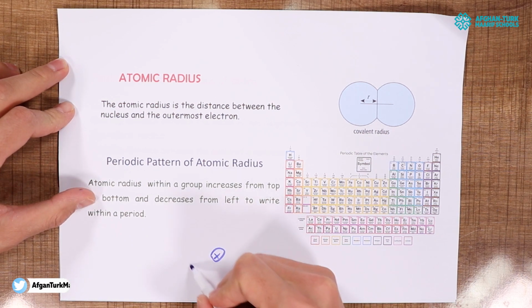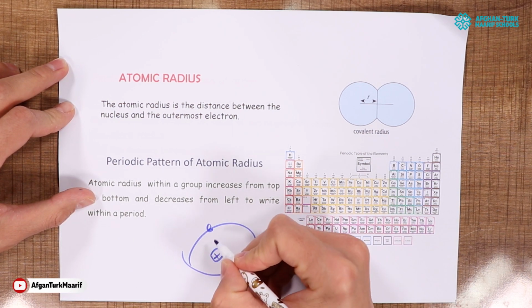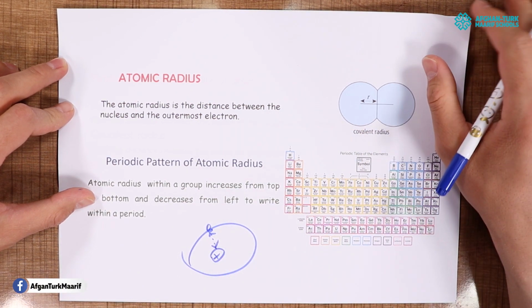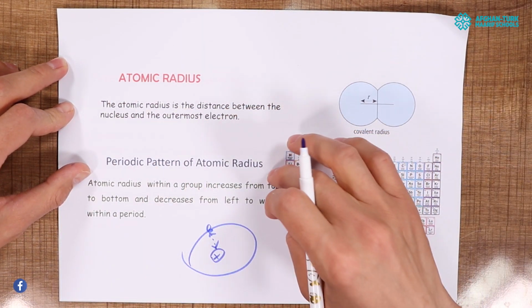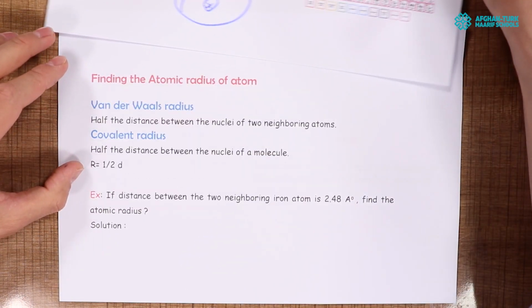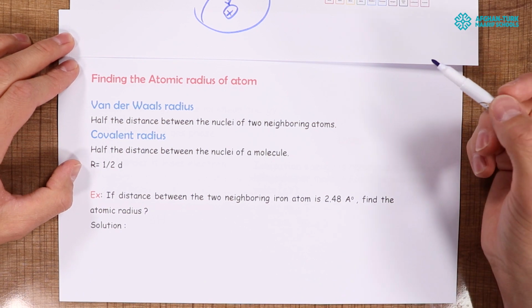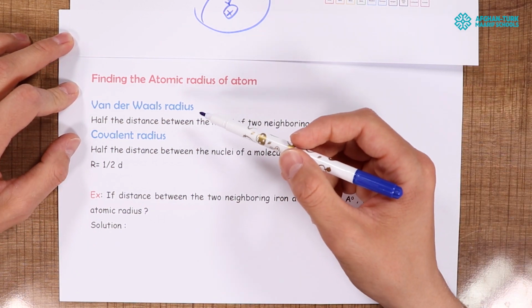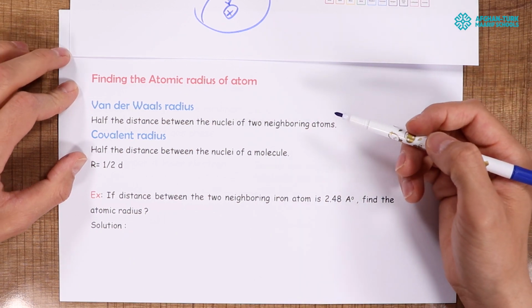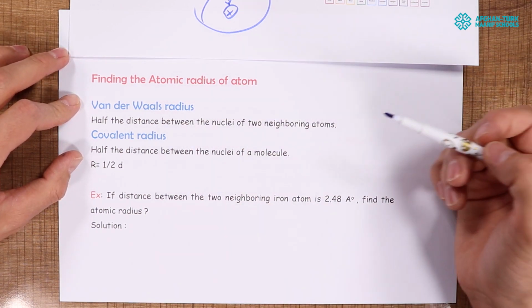For example, this is a nucleus, and let's say that this is the outermost electron. This distance is known as the atomic radius. Before defining the periodic pattern of atomic radius, let me show you how we can find the atomic radius. We can find the atomic radius of an atom with the help of van der Waals radius, covalent radius, and metallic radius as well. I have brought two types here.